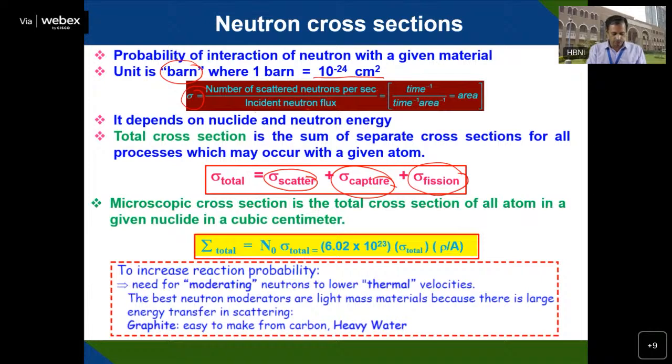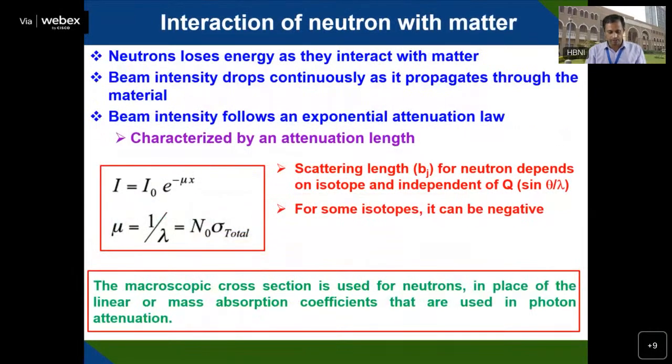So generally that's why graphite and heavy water are used as moderators in the case of neutron interaction. Neutrons lose energy as they interact with matter, and the beam intensity drops continuously as it propagates through the material. And slowly, from high energy, when you go down to lower energy, then neutron capture occurs.